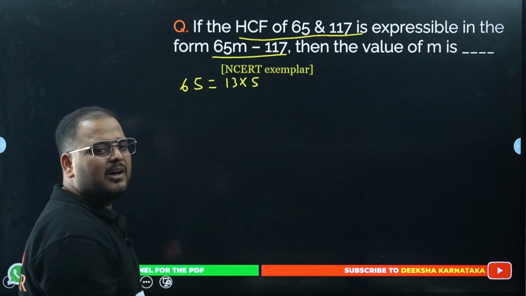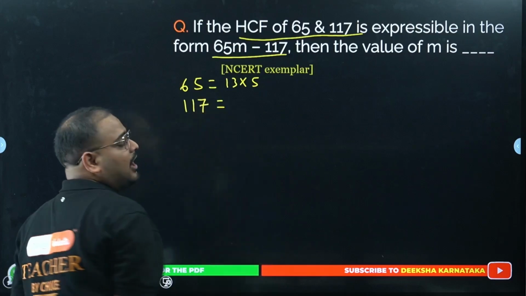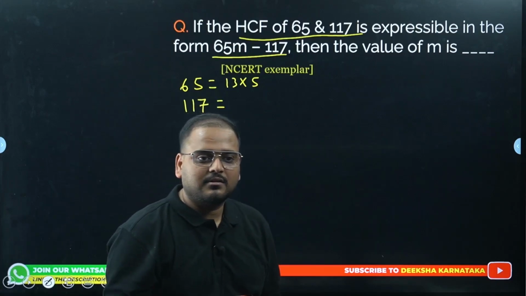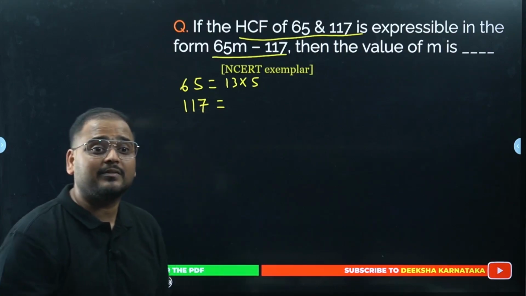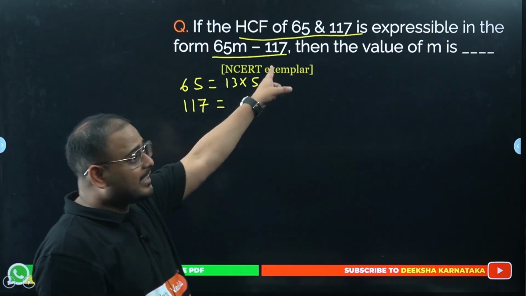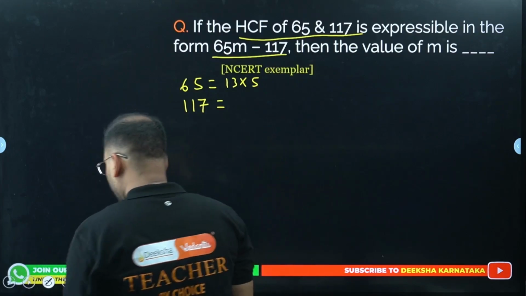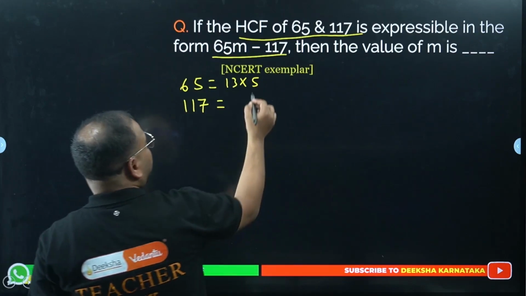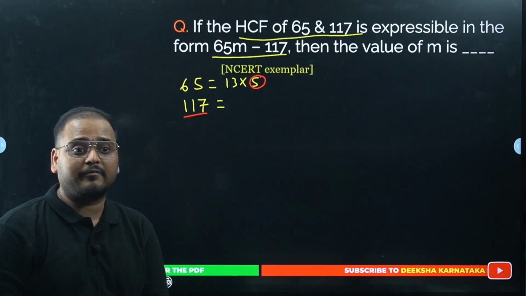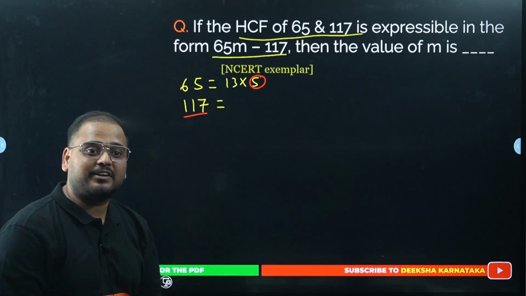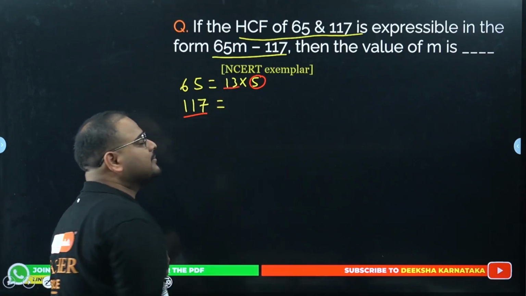Why do the prime factorization of this? Simple, one step. 117 is big, this is difficult. How will I know what the factors of 117 are? I know 65, but how will I know 117? HCF exists, which means something will be common. Can 5 be a common factor? No sir, 5 cannot be a common factor because 117 is not ending with 5. So 13 must be the common factor.